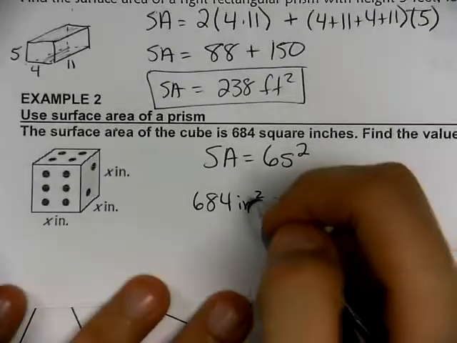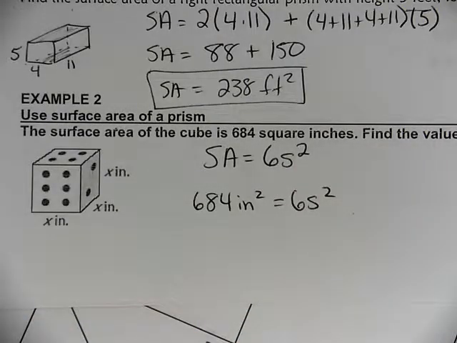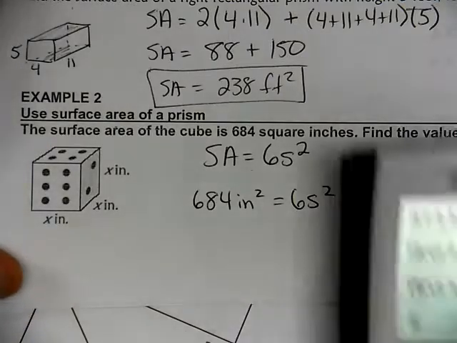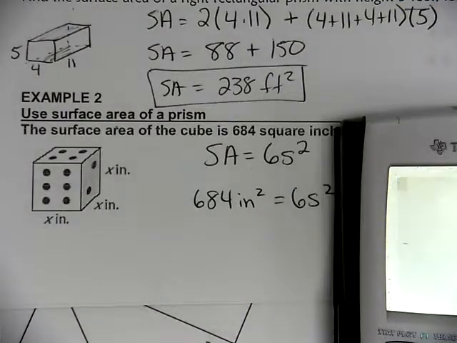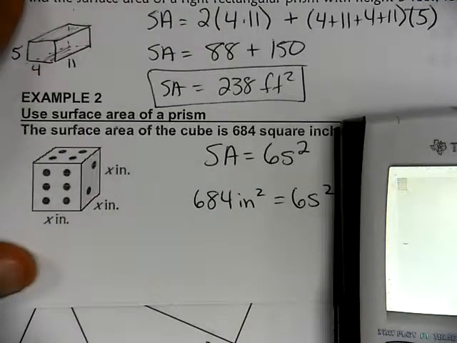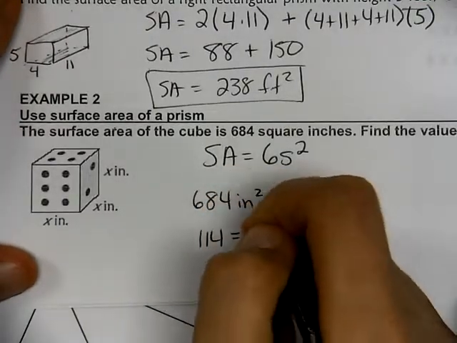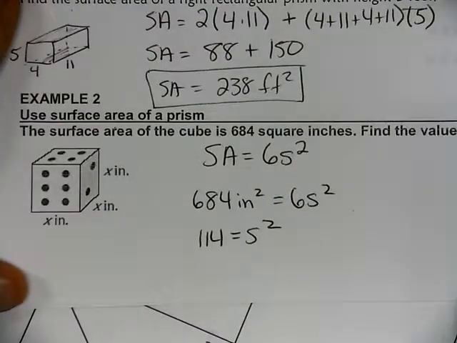So what should I do first if I'm solving for s? Yes. I cannot tell you how many people on that test yesterday subtracted instead of dividing on the solving one. And I had to write divide like 18,000 times. So I get 114 equals the side squared. So now what's my last step?